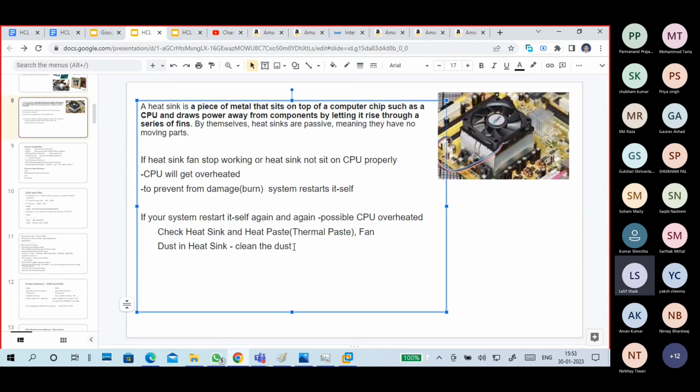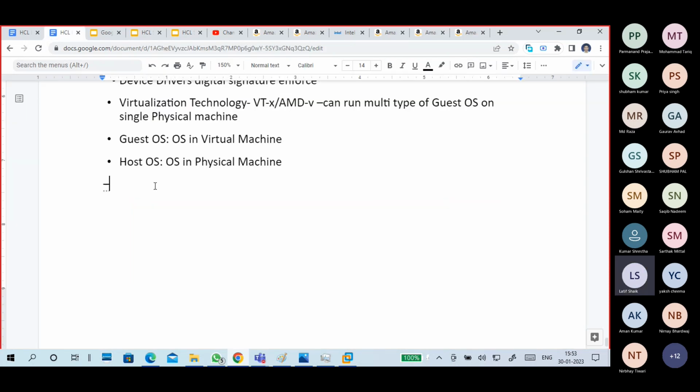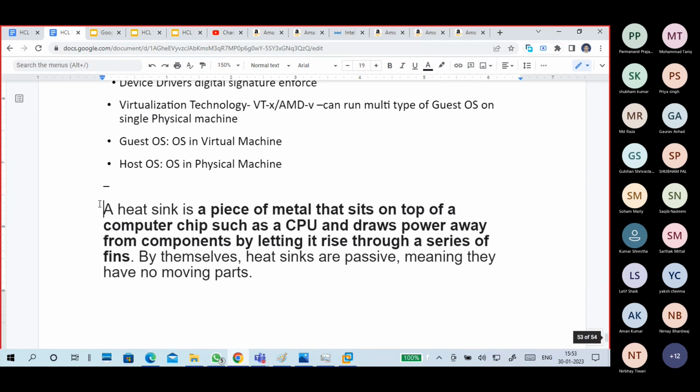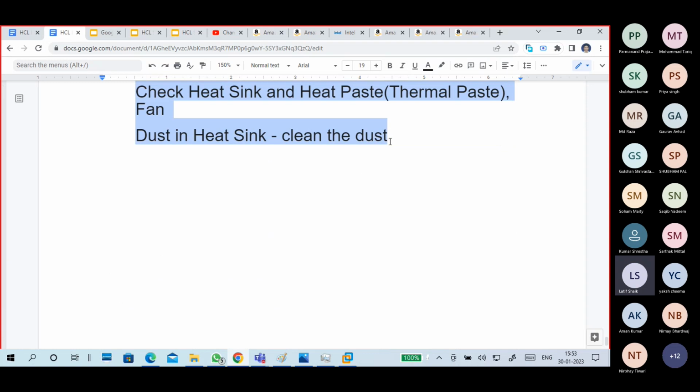Guys, is it understandable or completely dark? Yes, sir, understanding is good.